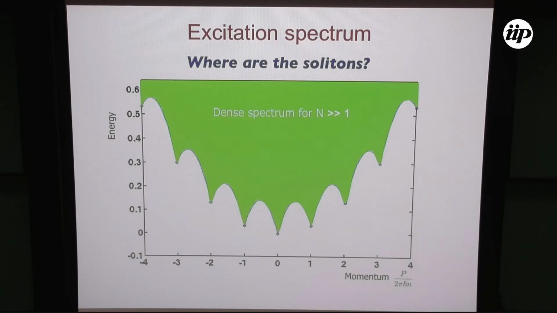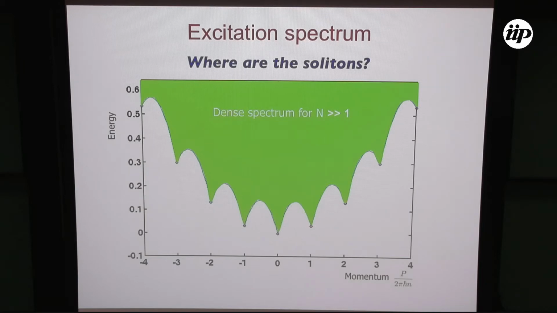But let's just look at the spectrum for a minute. If the number of particles is large, the spectrum is essentially dense in this green region. Here is momentum, here is energy. We're in a box with periodic boundary conditions. Here is the ground state, which I've subtracted, so it is 0. Then you have these blue dots, and they all lie on a parabola. This is just translation from Galilean invariance.